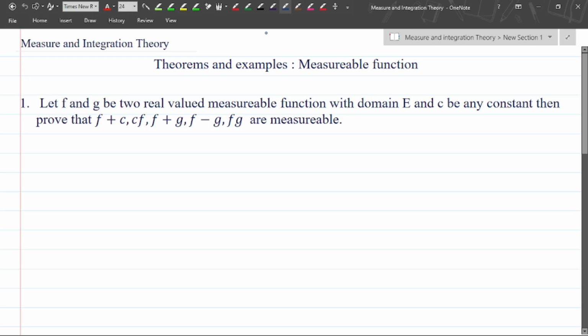In this video, we are going to discuss the theorems and examples related to measurable functions. So what is a measurable function? The concept we have discussed in our previous video. So first of all, watch that video from the measurable set playlist on the channel.